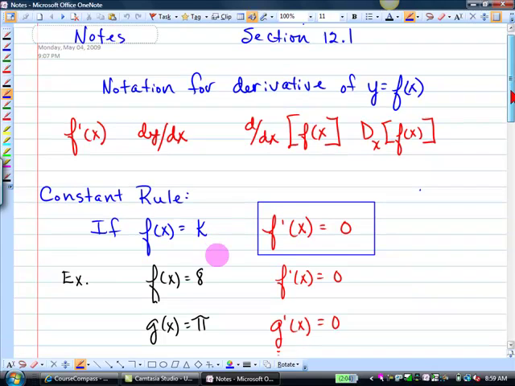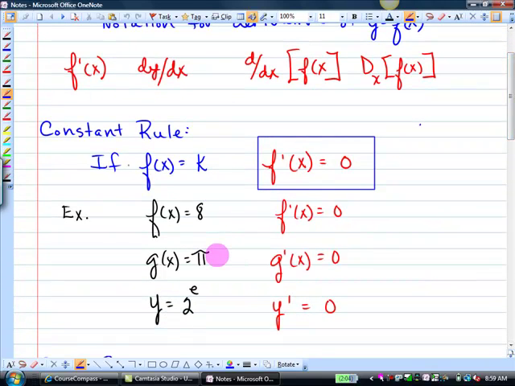The next thing begins our rules. Constant rule. If f of x equals k, that means like y equals 3, y equals 7, some number, then the derivative is 0. The rule is the derivative of a constant is 0. So when you're taking derivatives and it's a long polynomial, if you come to a constant, its derivative is 0. The examples are listed there. f of x is 8, the derivative is 0. g of x is pi, 0.